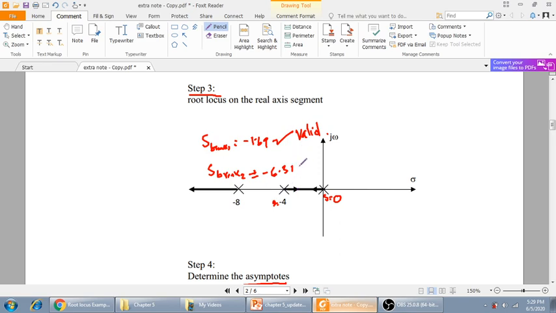This is invalid, because S break equals minus 6.31 is invalid. Why? Because the point is between minus 8 and minus 4, and there cannot be any point between minus 4 and minus 8.